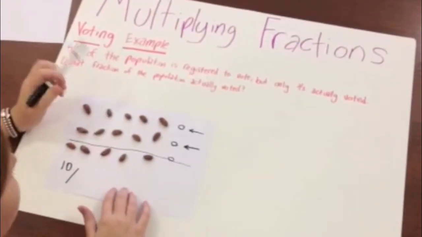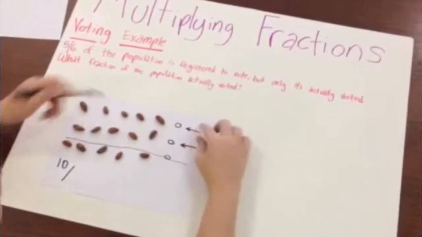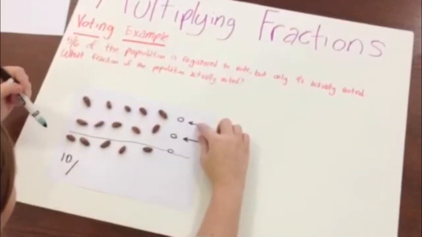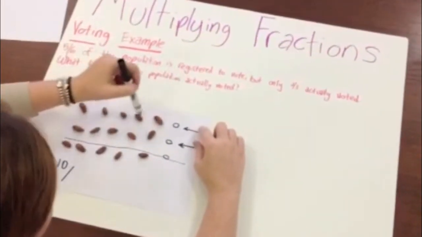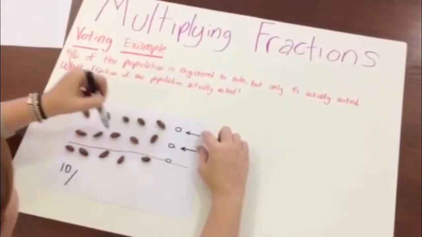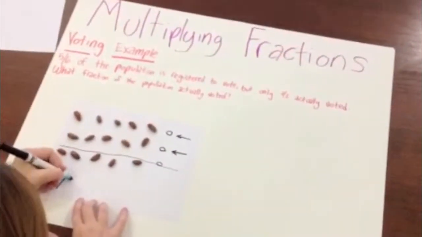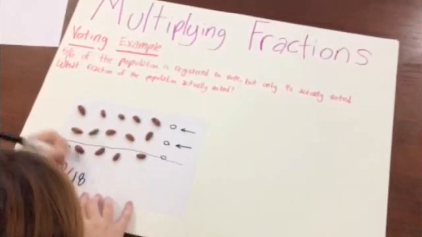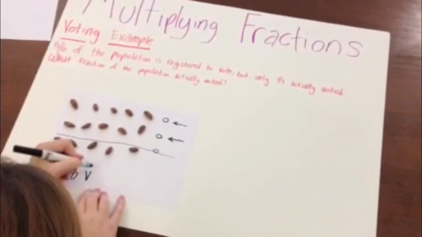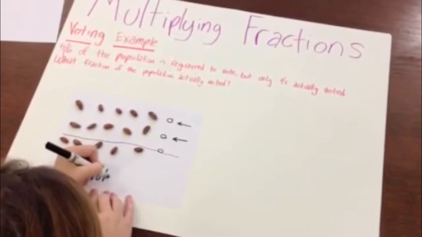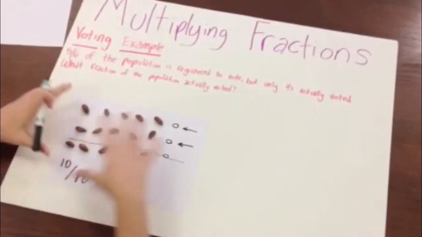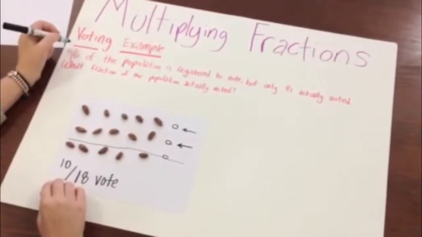To find the bottom of our fraction, we have to count everybody, including the people that didn't vote. So we have 1, 2, 3, 4, 5, 6, 1, 2, 3, 4, 5, 6, 1, 2, 3, 4, 5, 6. So that gives us 18. So we have 10 out of 18 voted. And of course, this isn't the actual proportion, this is simplified.